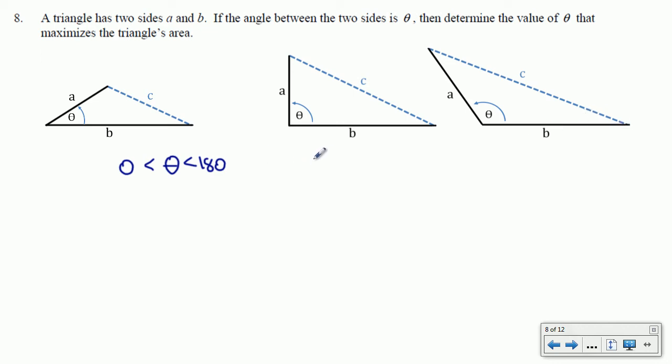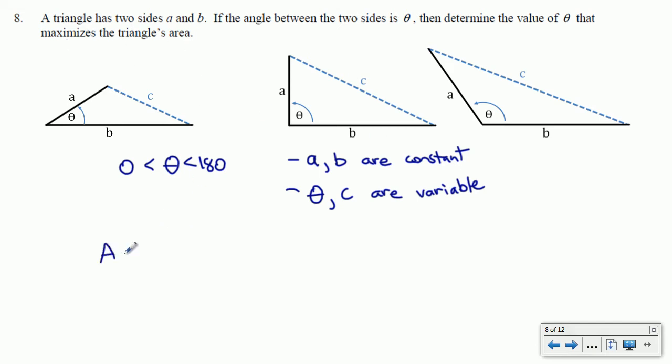So something else we can notice, A and B are fixed. They are constant. Theta changes. Theta is the thing we are manipulating, and C responds to that. So theta and C are related, and they are variable. We need to maximize the triangle's area.